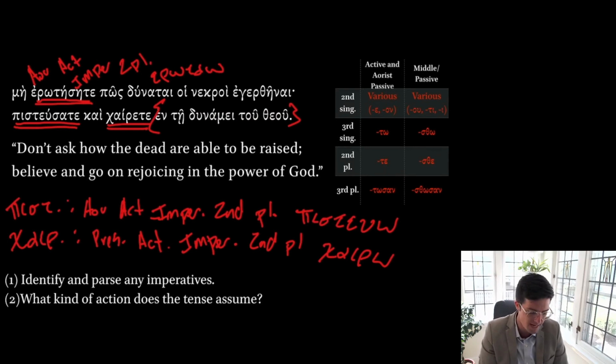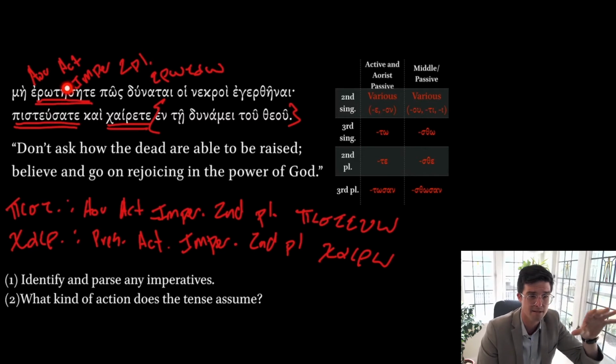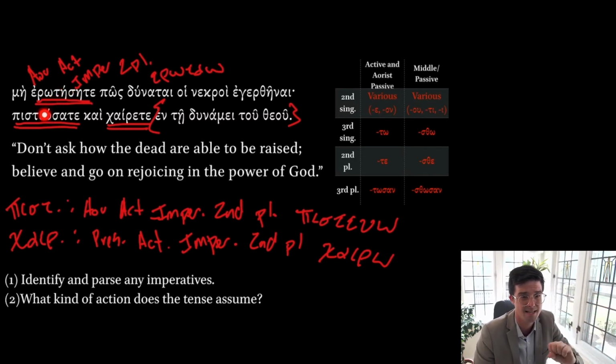So as to our kind of action, with these two, we have aorist imperatives. So it's a forbidding of an action that's sort of happening. So don't ask this, and then believe or start believing. Take that action, and then chairete as a present imperative is going to have a more ongoing nature to it. So, come to belief, start believing, and go on rejoicing. So perhaps as a result of the start of belief, the continuous action of rejoicing is indicated by the present tense here.